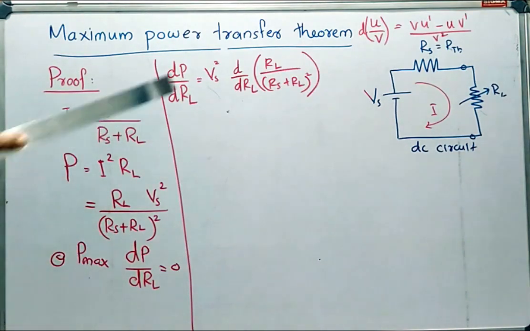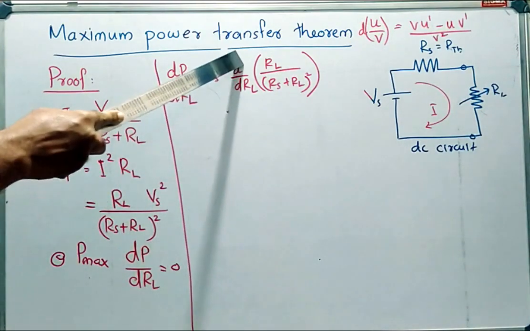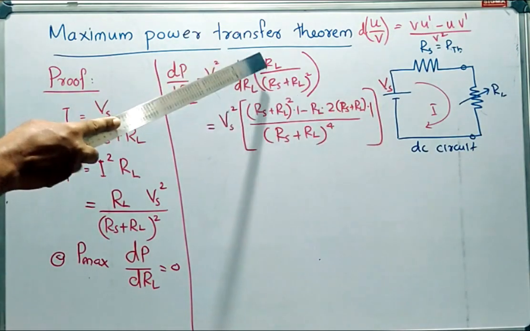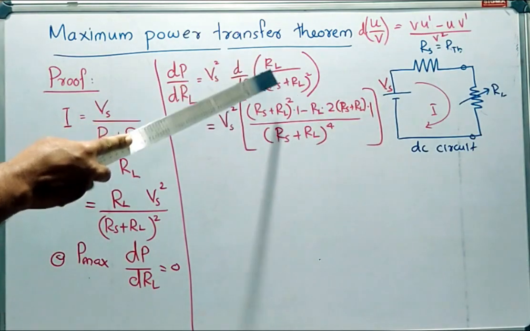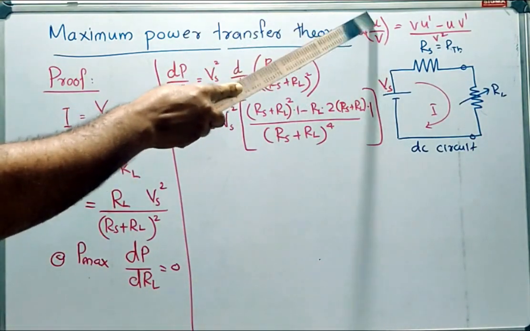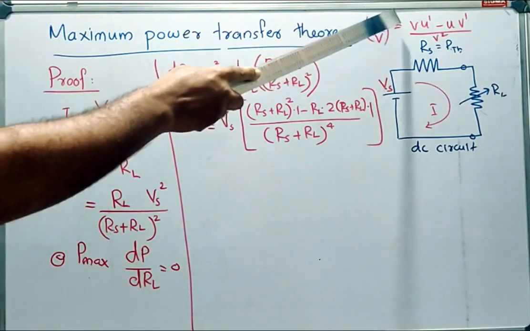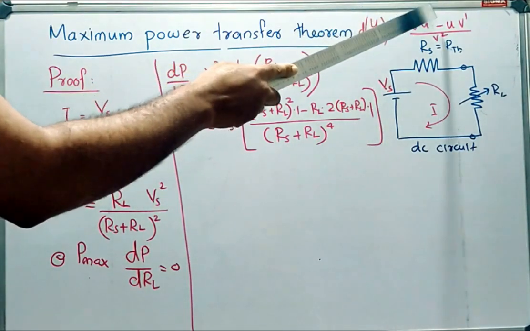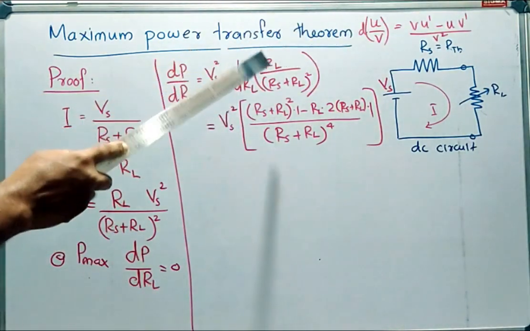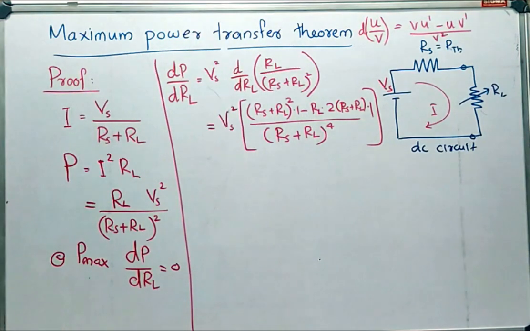So, dP by dRL is equal to Vs square into d by dRL of the remaining part. In order to find the derivative of RL divided by (Rs plus RL) whole square, we can use the U by V method. The derivative of U by V is equal to V into U dash minus U into V dash, divided by V square. Here U is RL and V is (Rs plus RL) whole square.